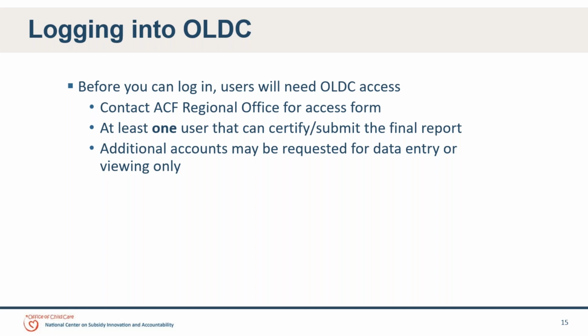Often more actions need to be taken on your report after the initial submission. After we do our review, we often need to send the report back to get some additional information. So we do need to make sure that after that initial report is submitted, we have another person, if necessary, that can also certify and submit in case the original designee is not available. Additional accounts may be requested for data entry or viewing only.